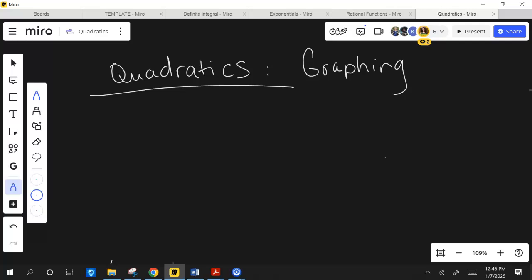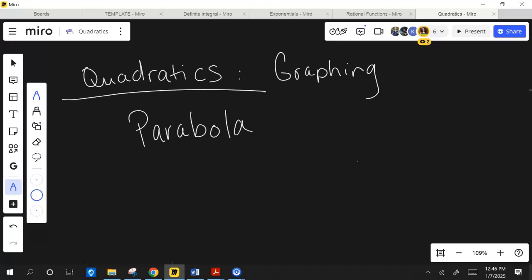Parabola! Yes, if I had a piece of candy, I'd throw it to you. When I graph a quadratic, I get what we call a parabola. In its equation form, it looks like this, right? A, B, and C are coefficients. What's a coefficient? A number in front of a variable.